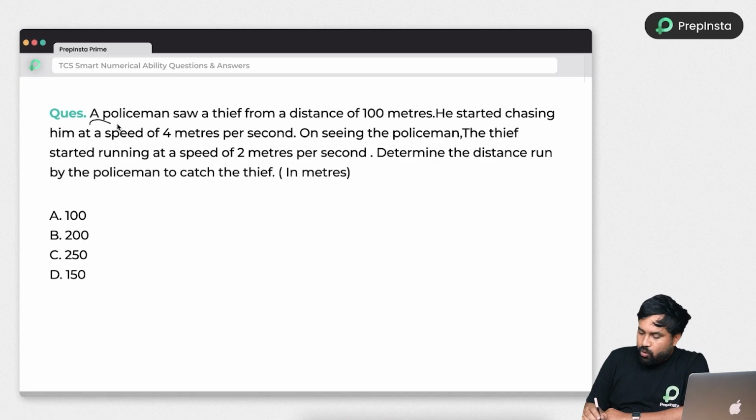Just look at it. A policeman saw a thief from a distance of 100 meters.